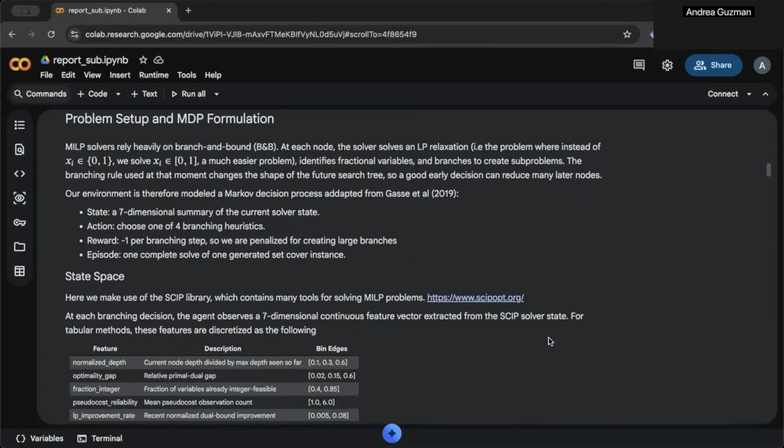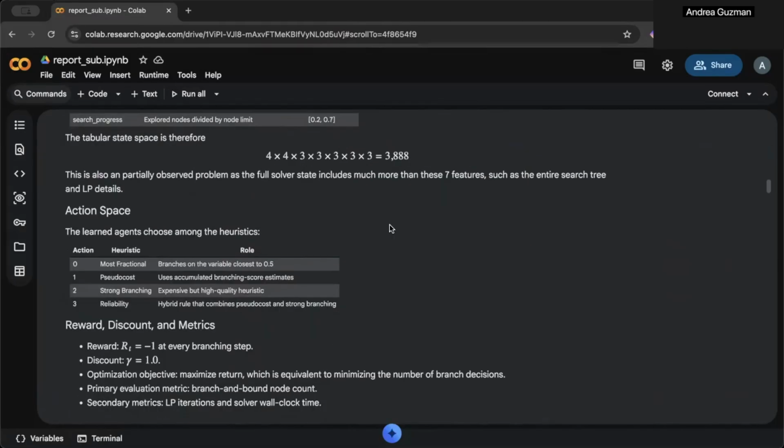Now we form a Markov decision process that's based off this paper, Gasse et al., in which we provide some information and then the agent makes some branching decisions based off of that. There's a set of heuristics to choose from, and those are the decisions. Decisions describe what type of heuristic you choose.